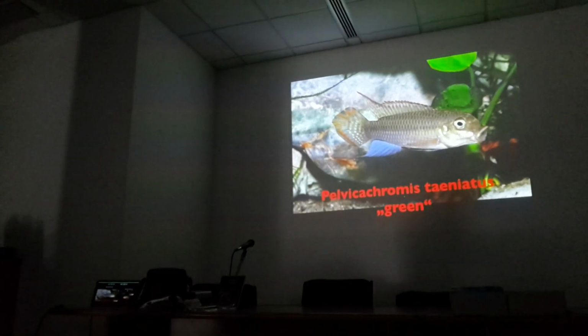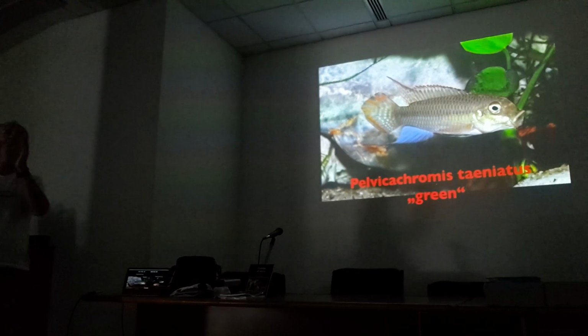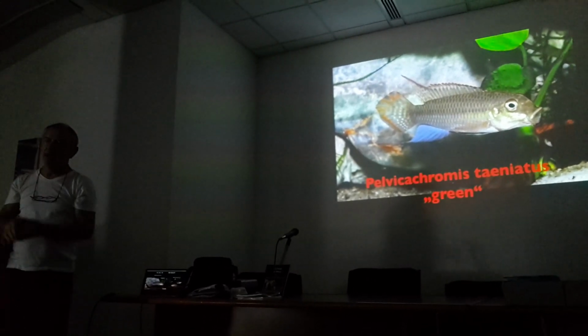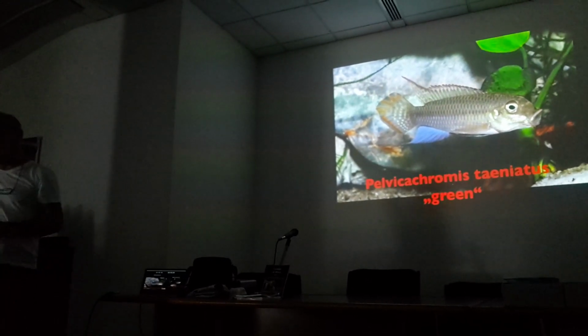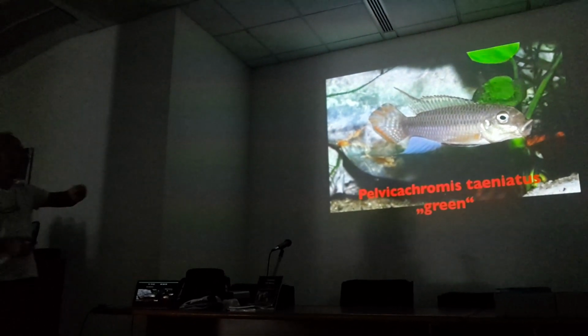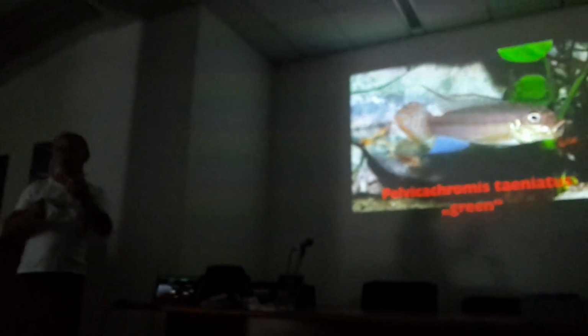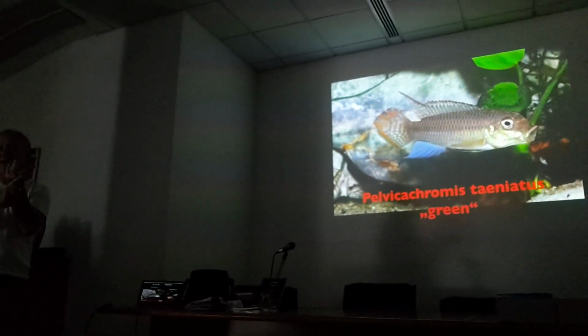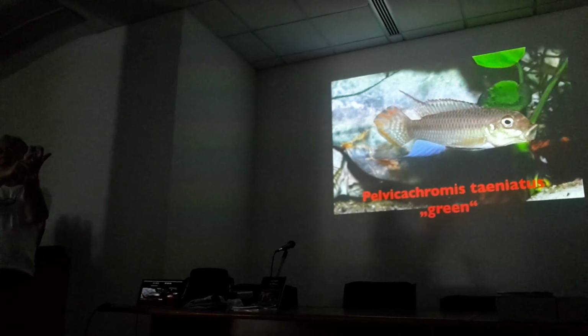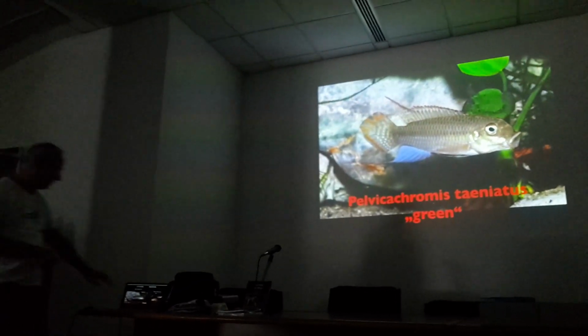Taeniatus in the valid definition occurs now only in Nigeria and in a very small part of East Benin, which is connected with the Niger River system. We have different color morphs there. The most common one is the Pelvicachromis taeniatus green, which is also very often named Pelvicachromis taeniatus Calabar or Pelvicachromis taeniatus Varri. This is all the same. They are all the green ones.